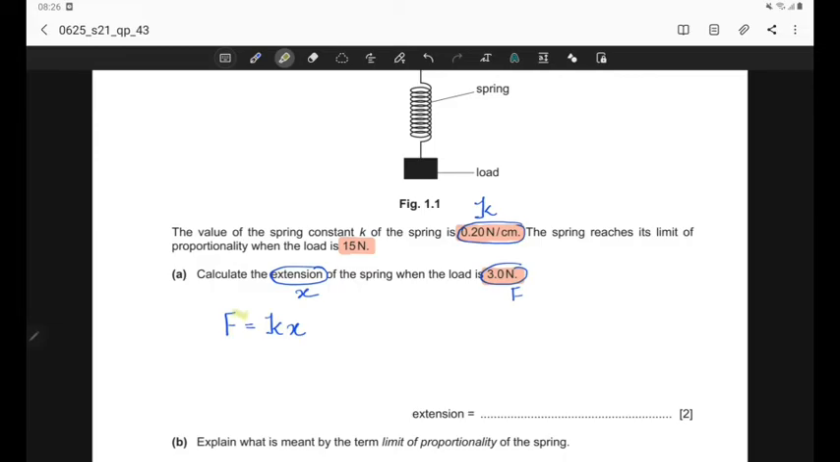In this question, force is given, which is 3 Newton, and spring constant K is also given. In order to calculate X, we can make X the subject. So we will get extension X is equal to force over spring constant. So the force is 3 Newton over spring constant is 0.20, and the answer is 15 centimeter. So we can write extension 15 centimeter.